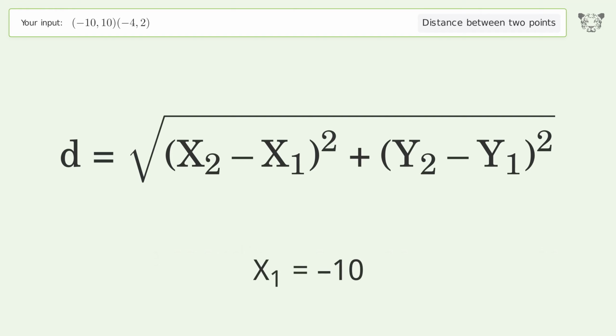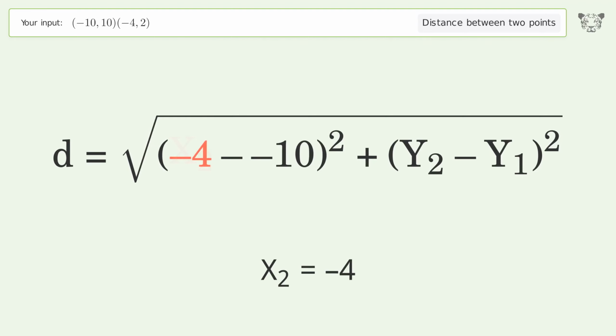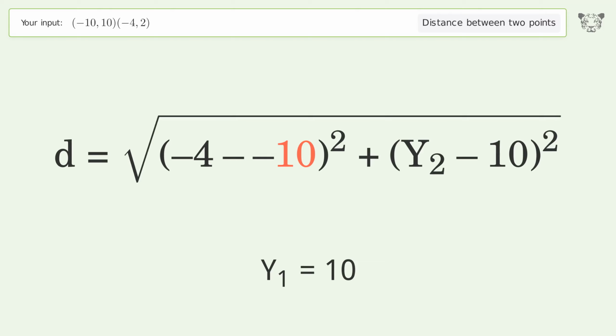x1 equals -10. x2 equals -4. y1 equals 10. y2 equals 2.